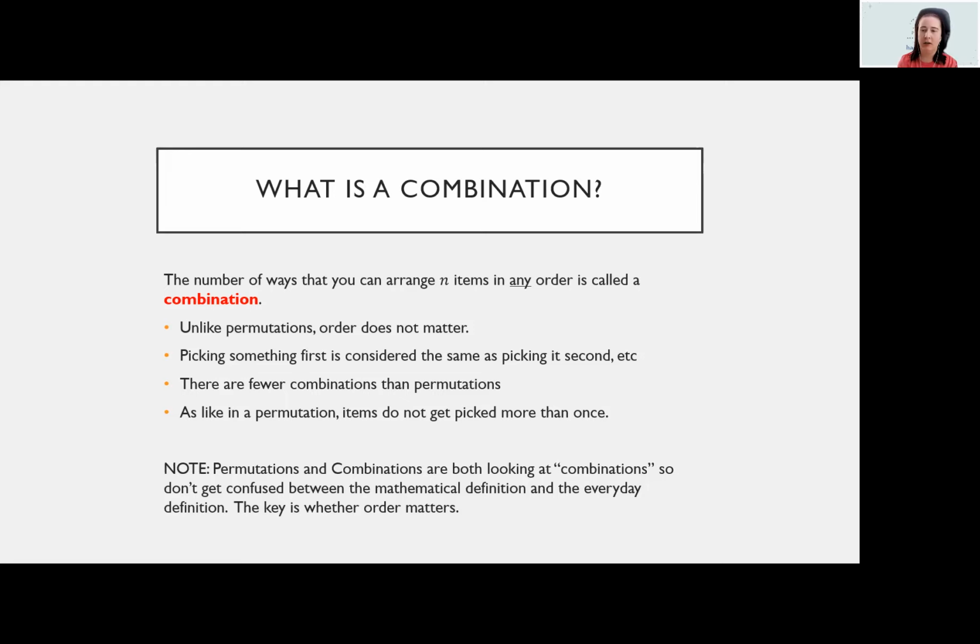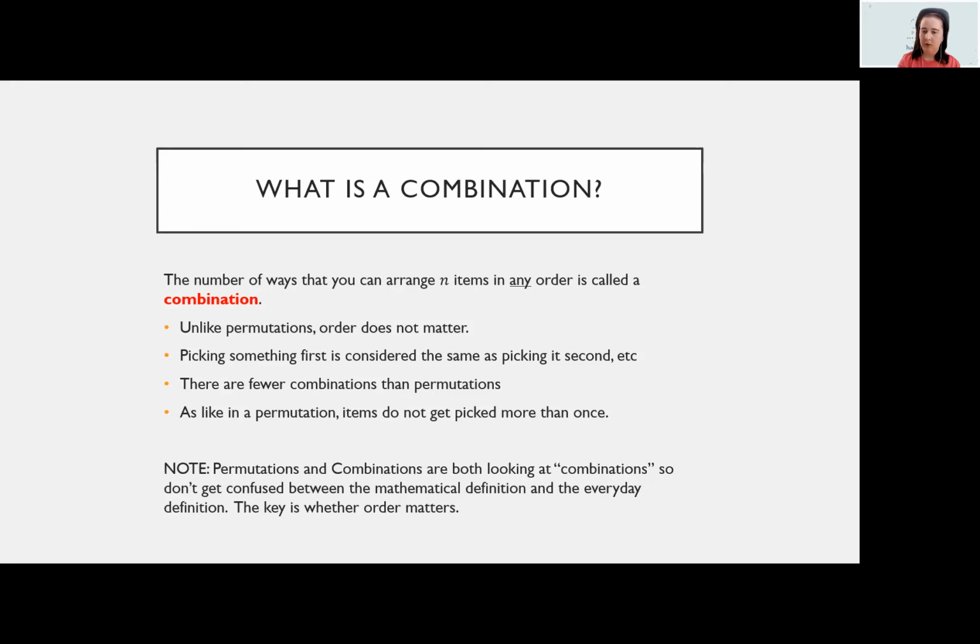So for a combination, order does not matter when we're looking at the number of ways we can arrange something. Picking something first is considered the same as picking it second. If you're picking 5 cards, whether you pick a king first versus second doesn't matter in a combination. And because the order doesn't matter, there are fewer combinations than permutations, because once you start looking at order, you can start rearranging things and getting more options.